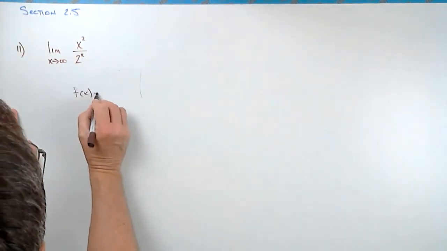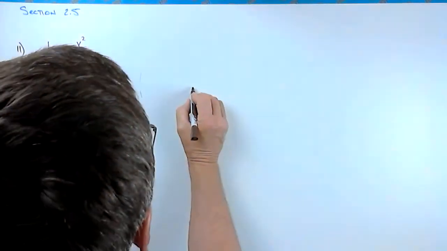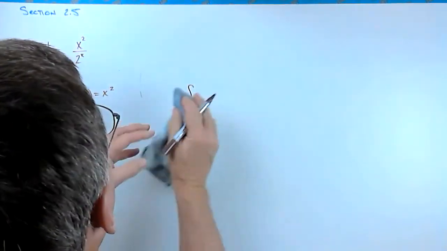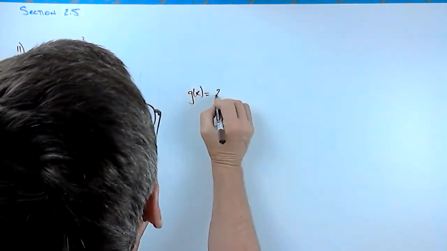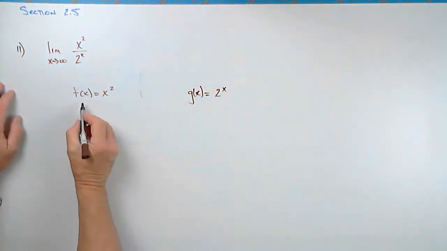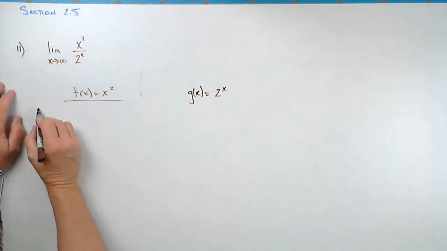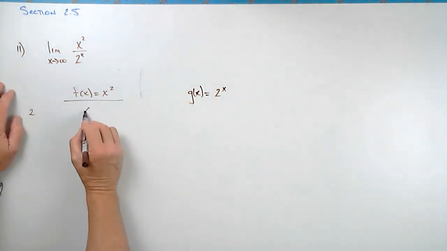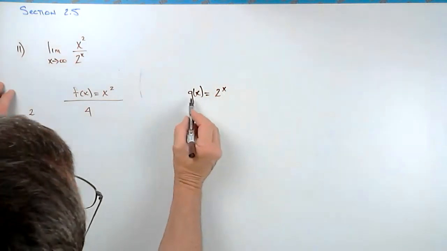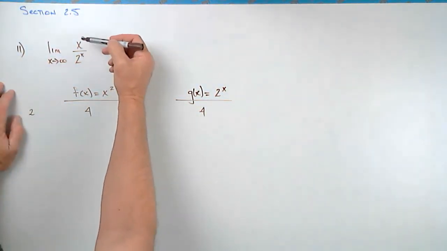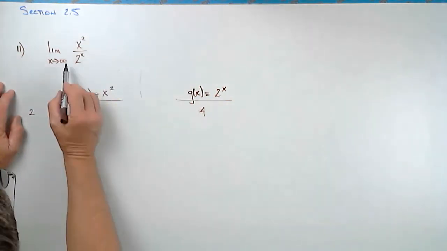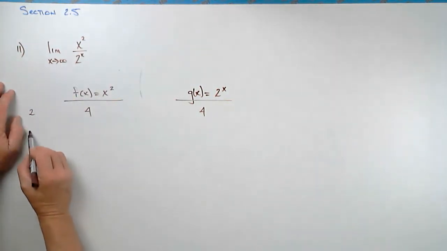If we just think about f of x equals x squared, and we'll call it g of x so it's not confusing, g of x equals 2 to the x. Let's just plug in some numbers. If we plug in 2, this gives us 4, and this gives us 4. So that's a tie. We get a ratio of 1, but we're going to infinity, not 2. So we'll plug in a bigger number.